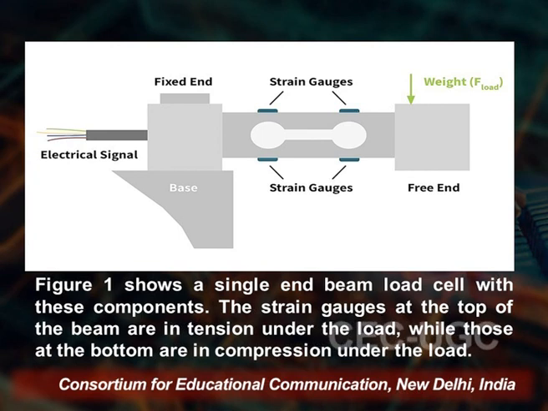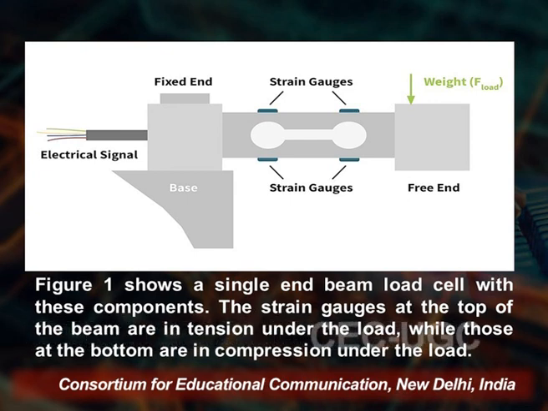You see on the screen that this is the diagram of the strain gauge load cell. Here you see the single end beam load cell with these components, and the strain gauges at the top of the beam are in tension under the load, while those at the bottom are in compression under the load. So, here we have the compression as well as the tension measured through this load cell, like the strain gauge load cell measures the tension as well as the compression.